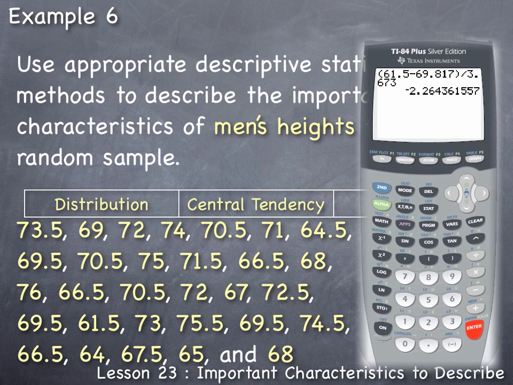The maximum data value standard score is calculated by doing left parenthesis, and the tallest male height in the sample was 76 inches. Subtract the mean, 69.817, right parenthesis, divide by the standard deviation, 3.673. Enter. The standard score is 1.68, which is not positive 3 or higher, so we do not have an outlier in either direction.